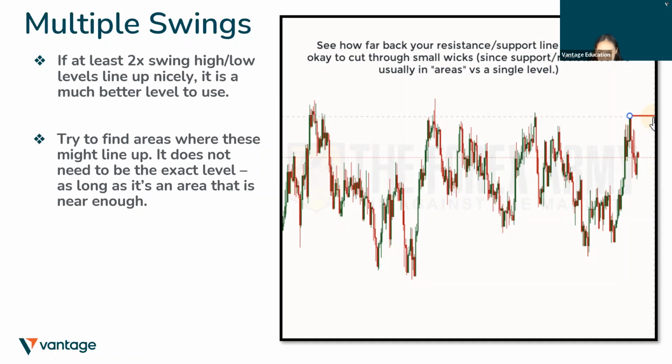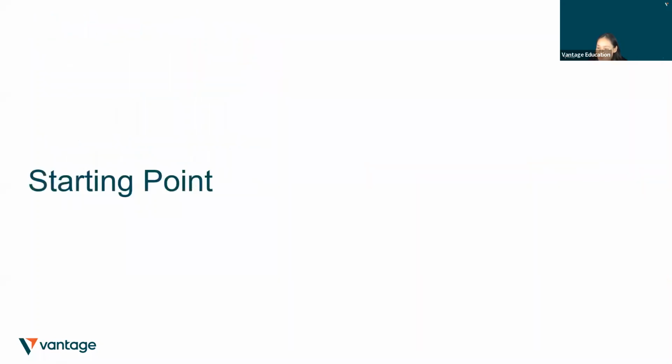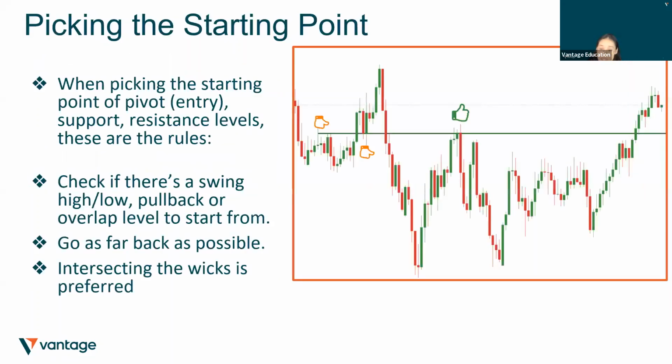Yep, so I'll get into what time frame to use in just a little bit. But for now, let's look at how to identify a starting point. When picking your starting point of pivot or your entry, support resistance levels, these are the rules to look out for. You want to first check if there's a swing high or low, or pullback or overlap level to start from. Then you want to go back as far as possible. And as I mentioned earlier, you want to intersect the wicks, which is more preferred compared to cutting candlesticks.